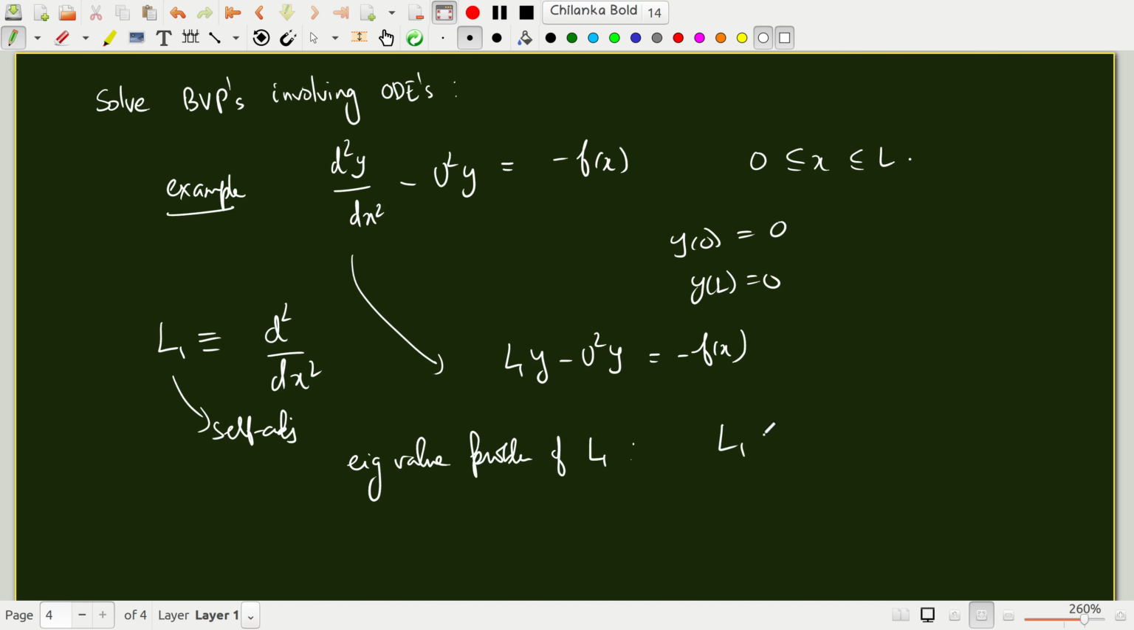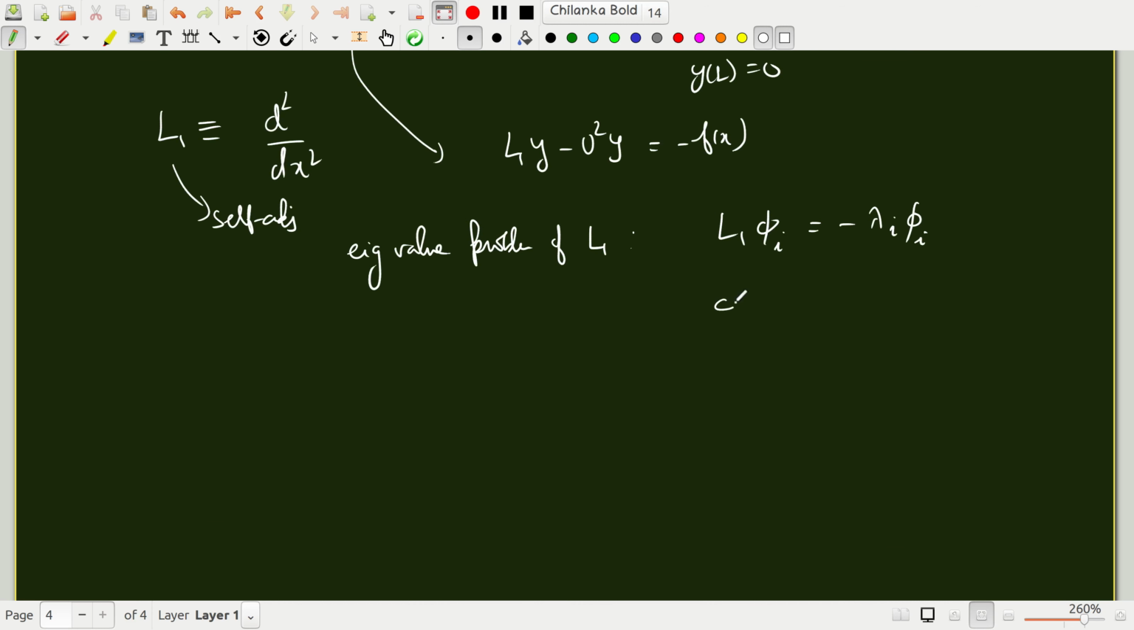So L1 phi I is equal to minus lambda I phi I, again subject to the homogeneous conditions: phi of 0 is 0, phi I of L is 0.